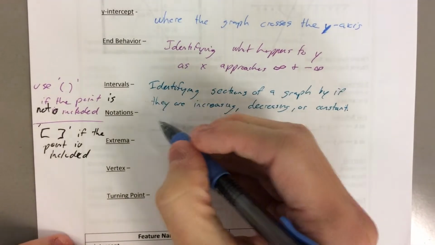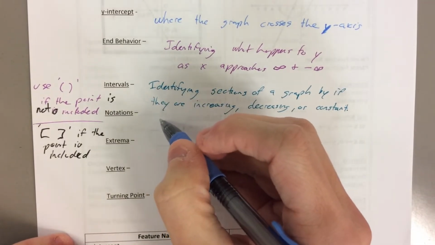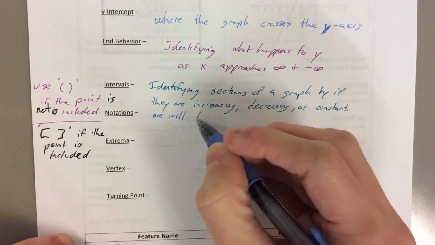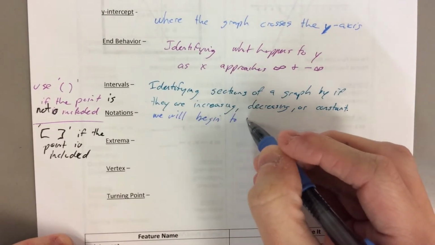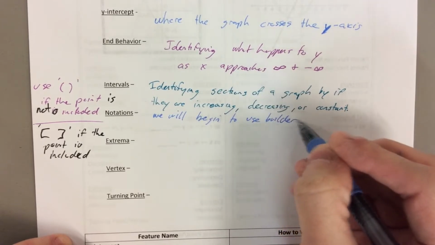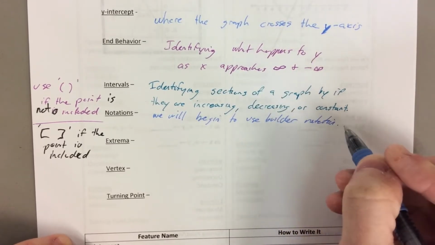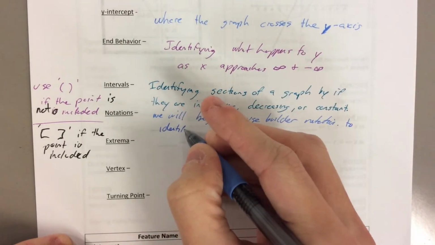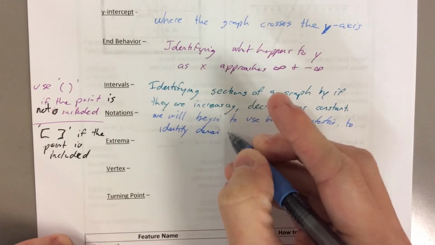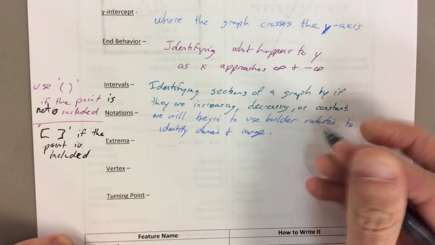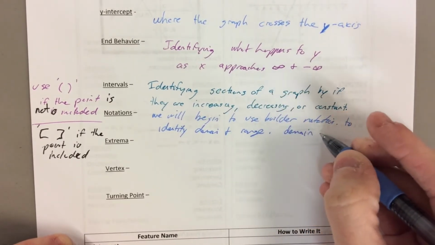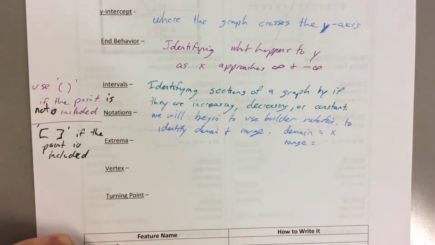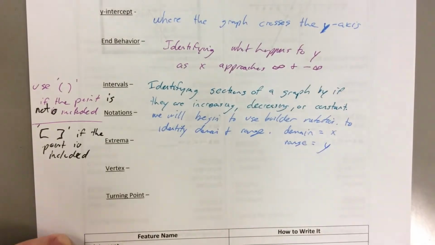Notations, so we will begin to use set builder notation to identify domain and range. You don't have to write this. So domain, you do need to write this, is the x, range is the y. Yeah, of course.